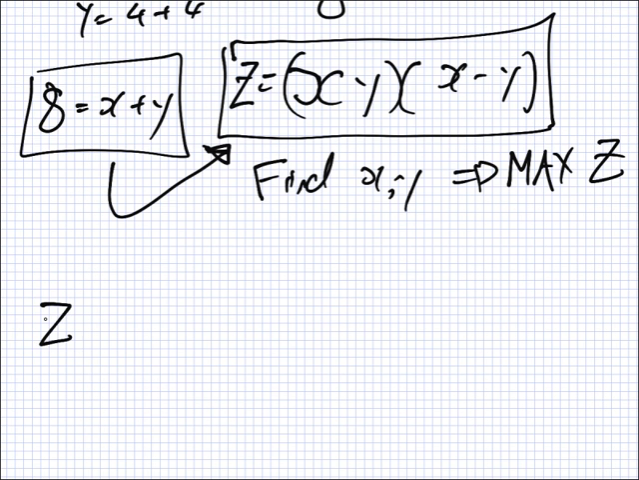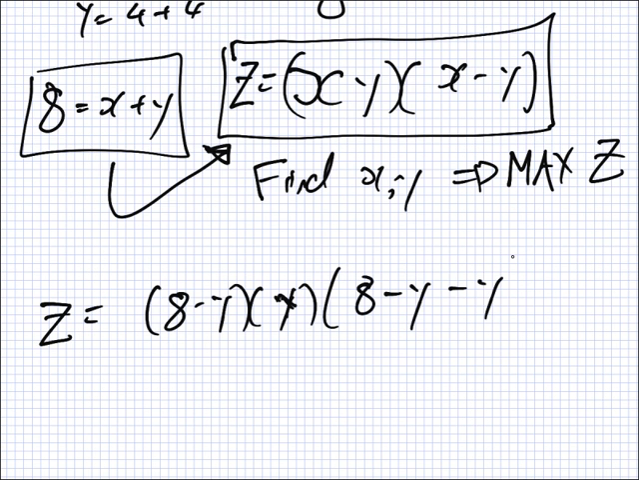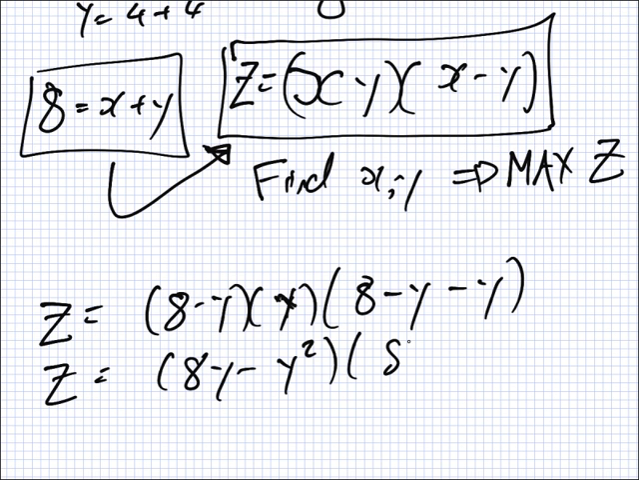Okay? So z will equal x. What's x? 8 minus y, times y. And then x minus y. So what's x? 8 minus y minus y. Okay. Now let us expand. So we get z equals 8y minus y squared times 8 minus 2y.